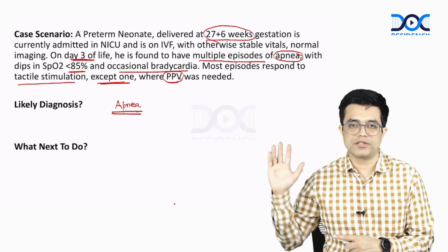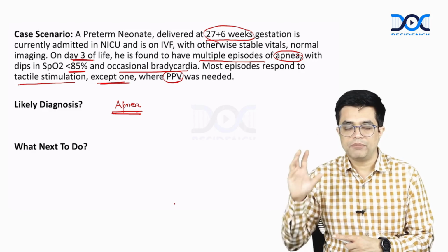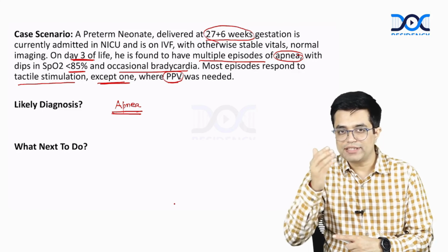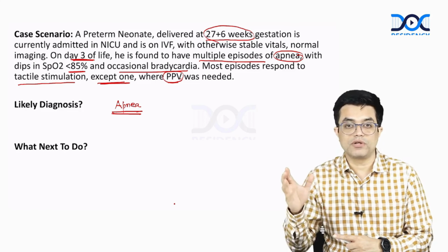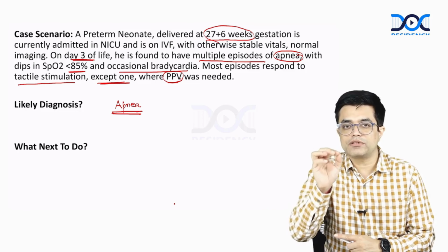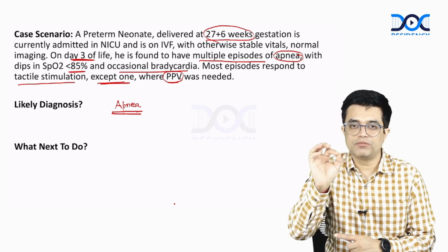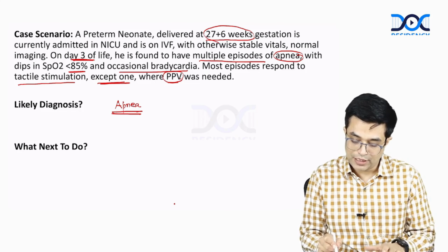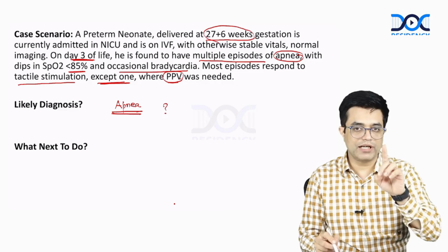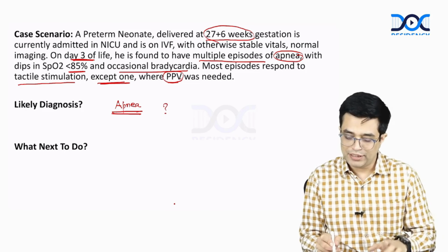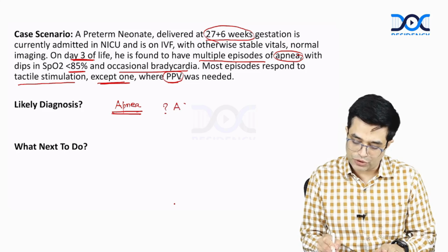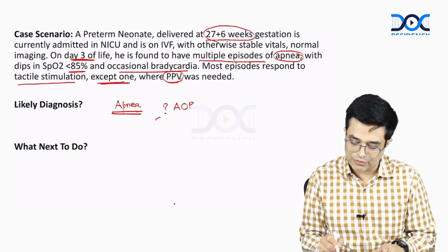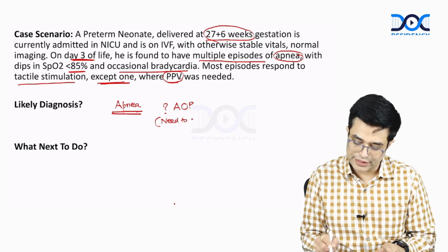There is a huge list which is given in literature. But if it is a preterm child and all the major secondary causes are ruled out, there is no evidence of that, the diagnosis of exclusion in preterm newborn is apnea of prematurity. So, likely diagnosis, possibly, we don't know till we have done the diagnosis, but possibly, is it apnea of prematurity? And we need to, in bracket, I would say, we need to rule out the secondary causes.